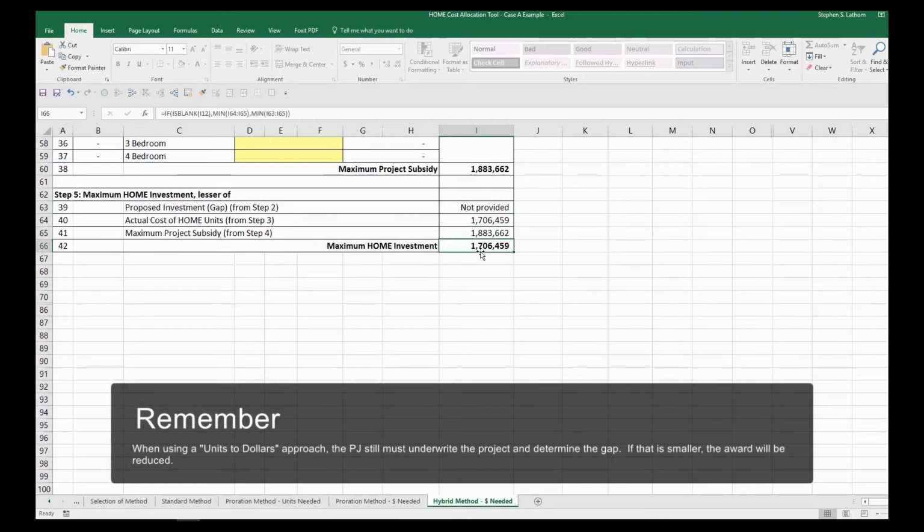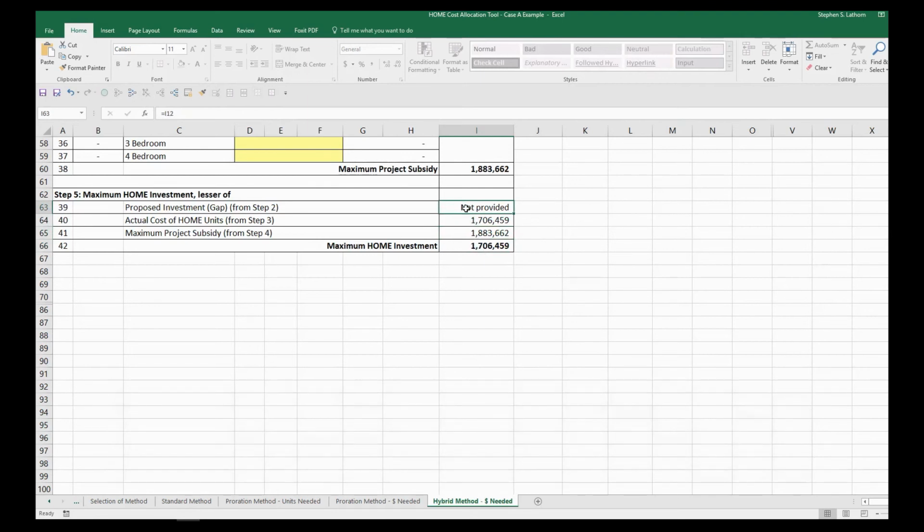As a PJ, you still need to go back and underwrite the project and make sure that the gap is not greater than this total investment. Once we know that, we may have to go ahead and reduce this further to the actual need for HOME funds in the project. But based on the 10 units that are being proposed, they're roughly proportional in their allocation, and they're proportional enough to use the hybrid methodology. And so we've determined that for those 10 units, we conceptually can provide as much as $1,706,459 to the project. So that's how you do the proration dollars needed and the hybrid method dollars needed.